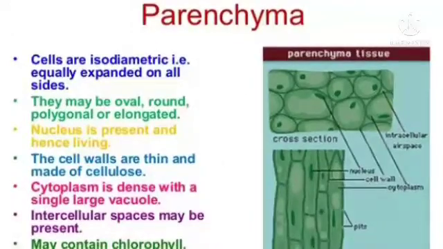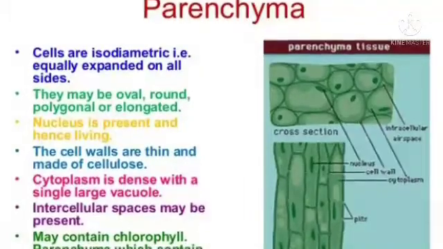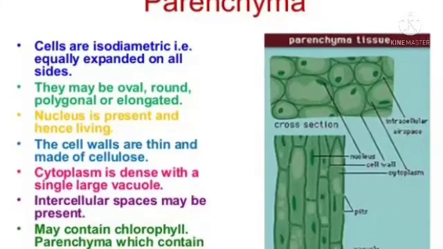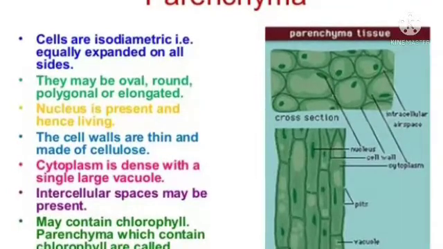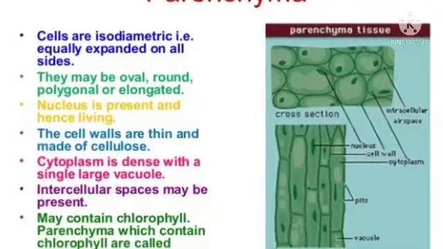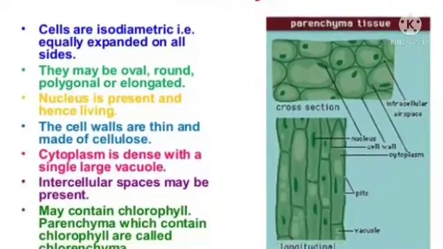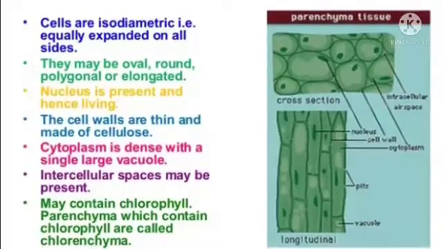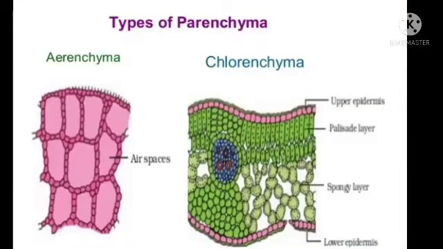Parenchyma. Cells are isodiametric, that is, equally expanded on all sides. They may be oval, round, polygonal or elongated. Nucleus is present and hence living. The cell walls are thin and made up of cellulose. Cytoplasm is dense with a single large vacuole. Intercellular spaces may be present. May contain chlorophyll. Parenchyma which contain chlorophyll are called chlorenchyma. There are two types of parenchyma, that is aerenchyma and chlorenchyma.